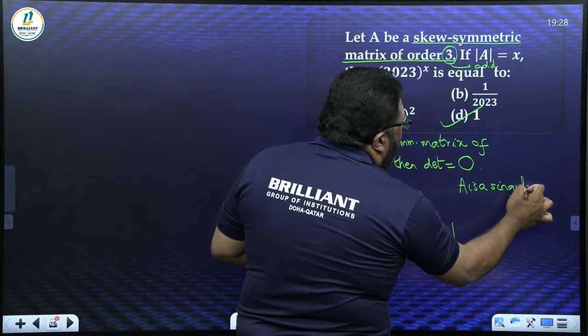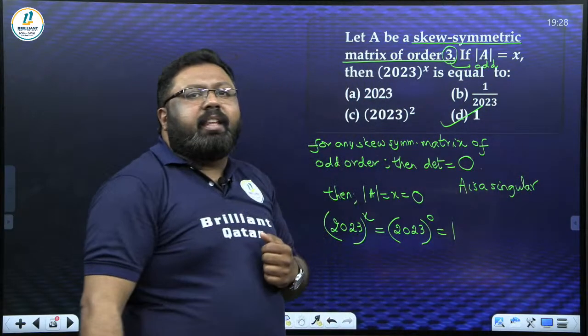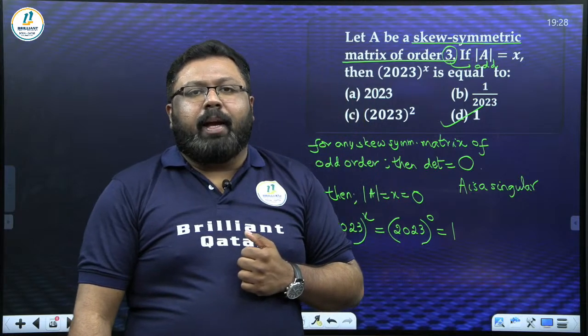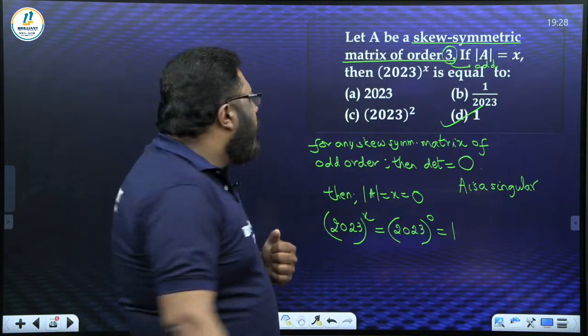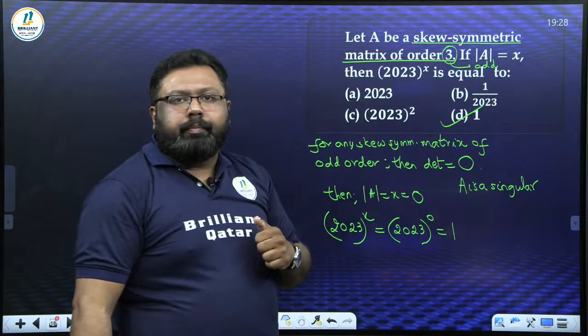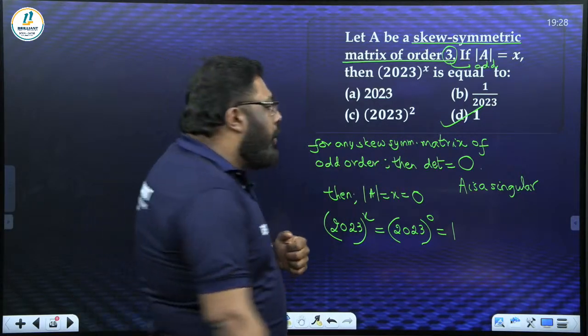If A is a singular matrix, if it is stated in the question that A is singular, immediately conclude that this matrix has determinant equal to 0. Another one is a skew symmetric matrix of odd order. Skew symmetric matrix of odd order.